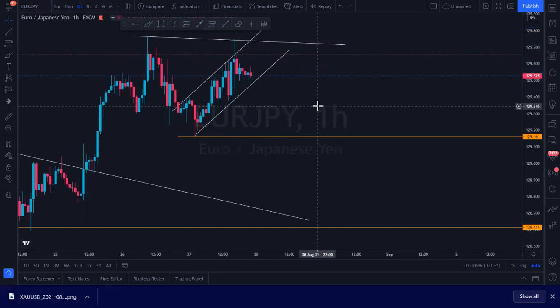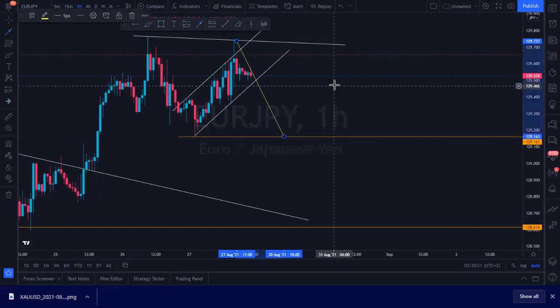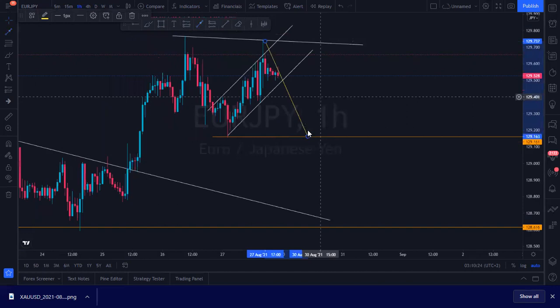Just beautiful like that. So if the price decides to break below, I'm expecting the price to break along to the downside, just like that. Then if the price does this at this level, I'll be taking my buy opportunity.